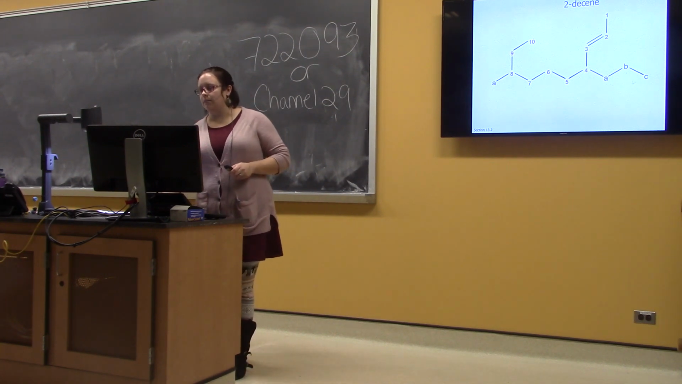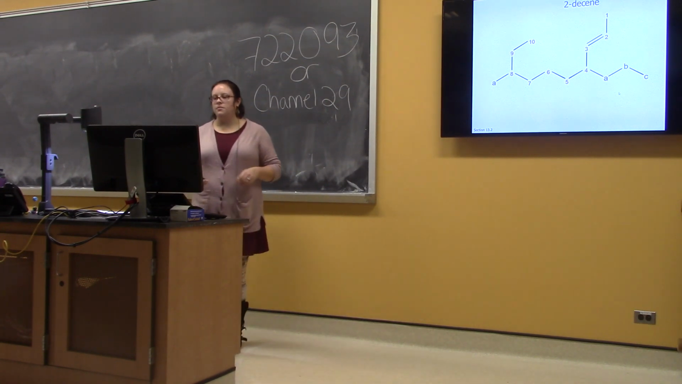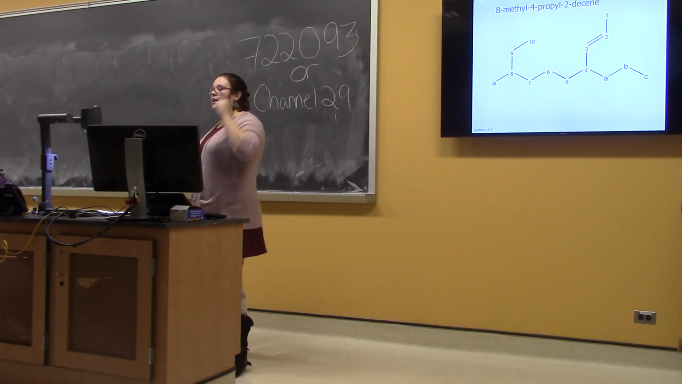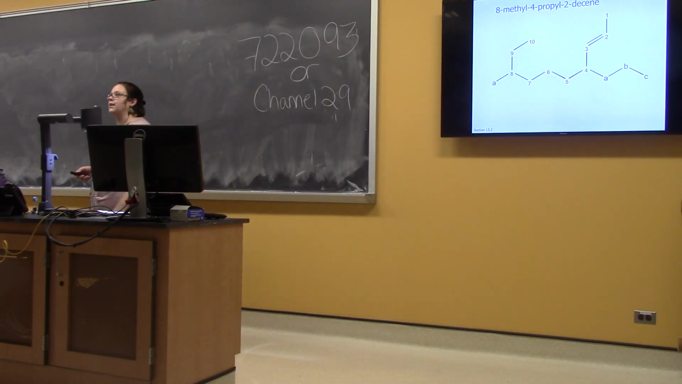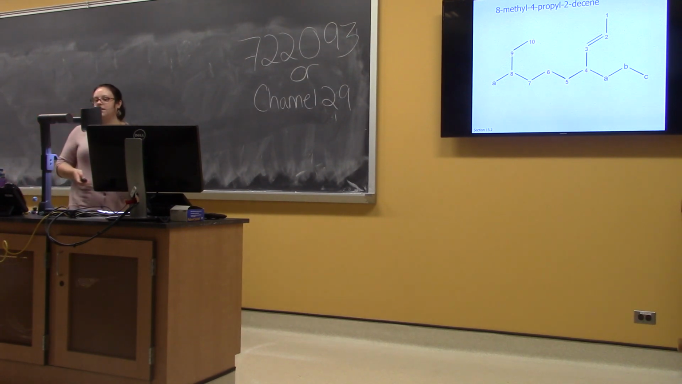How about this one? How many carbons do you see? So what's that group going to be? Propyl. And we've already done our numbering. So we've got 8-methyl-4-propyl 2-decene. See how the names start getting pretty long when you start adding a lot of stuff to them?